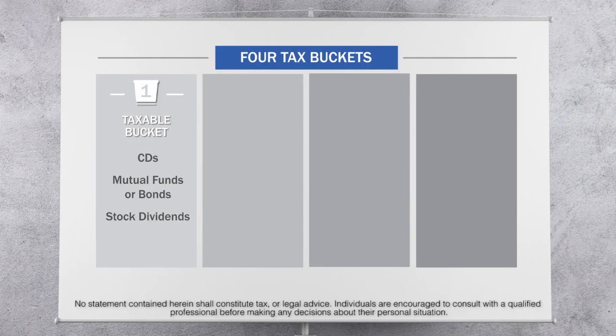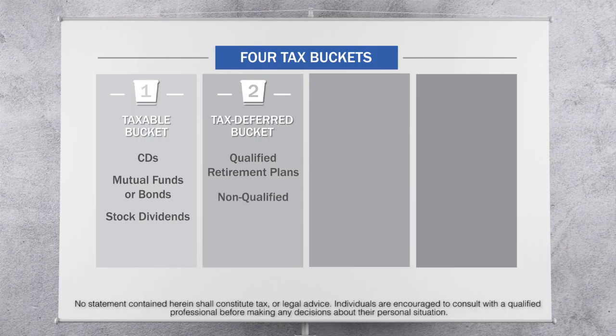The second bucket is your tax-deferred bucket. Generally speaking, there are 3 primary vehicles that fall in the tax-deferred bucket. Qualified retirement plans, that's your 401ks, 403bs, 457s, IRAs. Non-qualified annuities also fall into this bucket, as well as savings bonds. Those are all tax-deferred, so those are in that bucket.